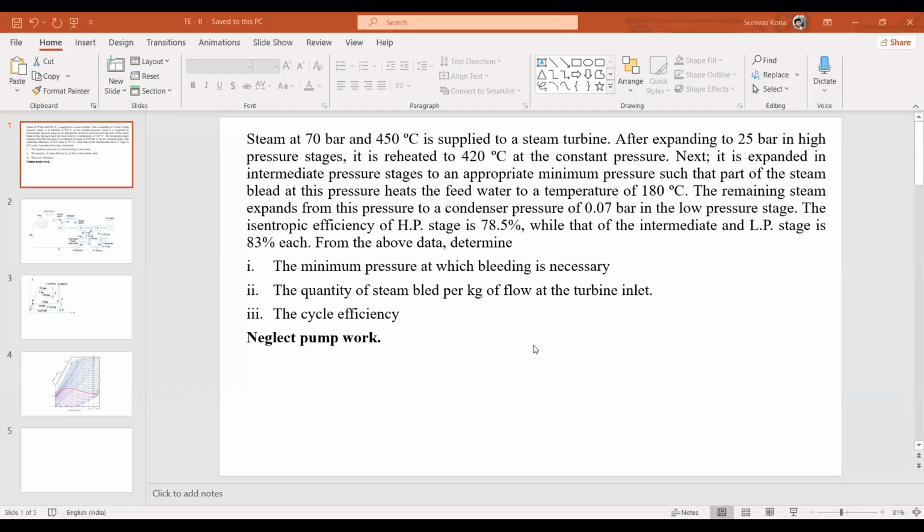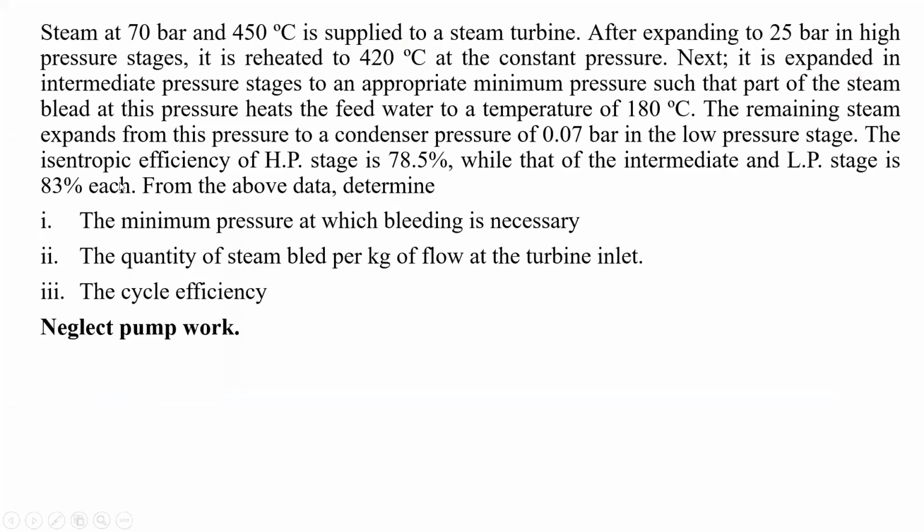In this lecture, we will see this problem. If you look into this slide, they have given steam at 70 bar and 450 degrees centigrade supplied to a steam turbine. After expanding to 25 bar in the high pressure stage, that means at this stage we have one turbine, which is called the high pressure turbine. It is reheated to 420 degrees centigrade at this constant pressure.